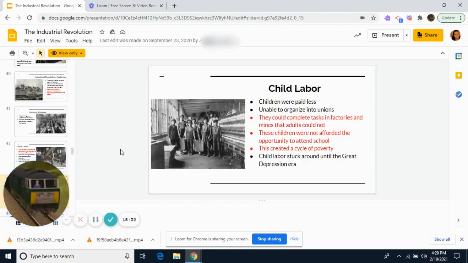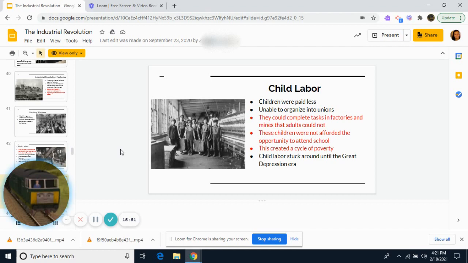Child labor. Children were paid less and unable to organize unions. They could complete tasks in factories and in mines that adults could not. These children were not afforded the opportunity to attend school. This created a cycle of poverty.